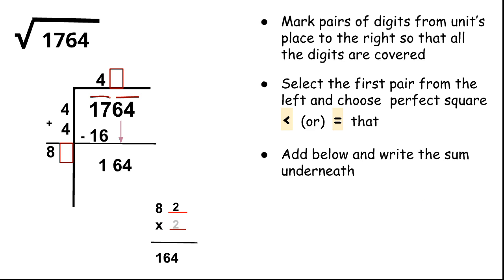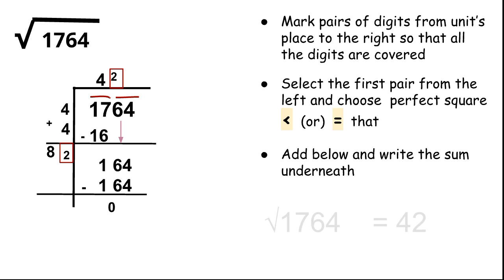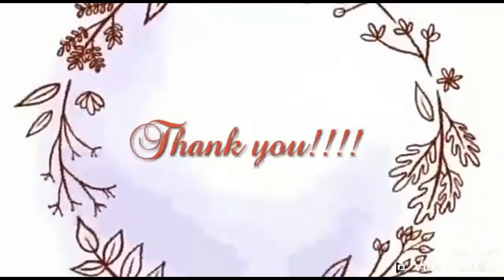82 into 2: 2 2s are 4, 2 8s are 16. So we got 164. So 2 is the number that can be filled in the blanks. Now place a 2, which gives you 82 into 2 is equal to 164. 164 minus 164 gives you 0. So we are done with the square root. The square root of 1764 is nothing but 42. Thank you.